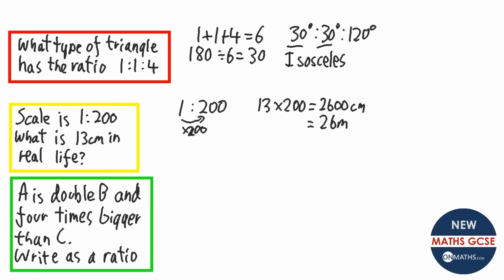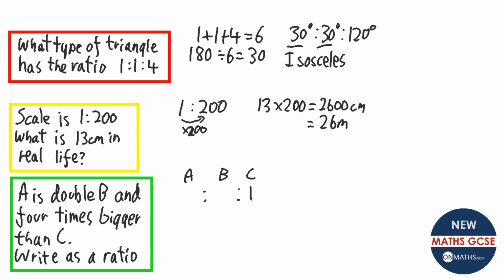Okay, the last one. A is double B and 4 times bigger than C. Write this as a ratio. So we've got A, B, and C. Let's put our dots in. Okay, so always go for the smaller one first. So C seems to be the smallest one. So I'm going to put C as 1.